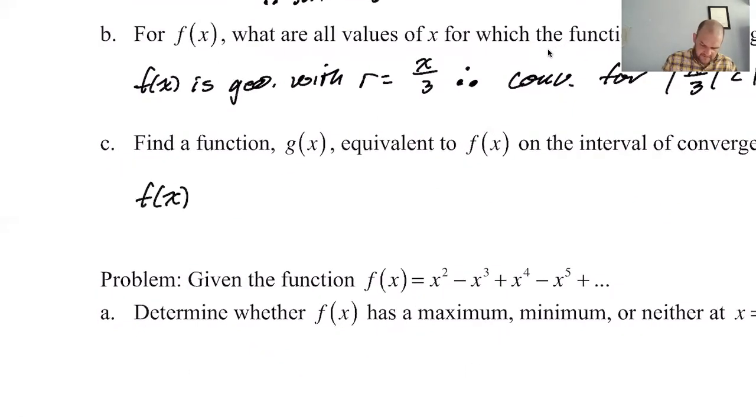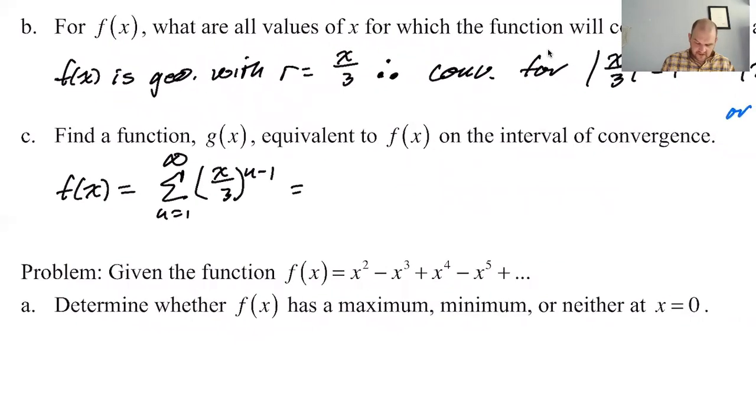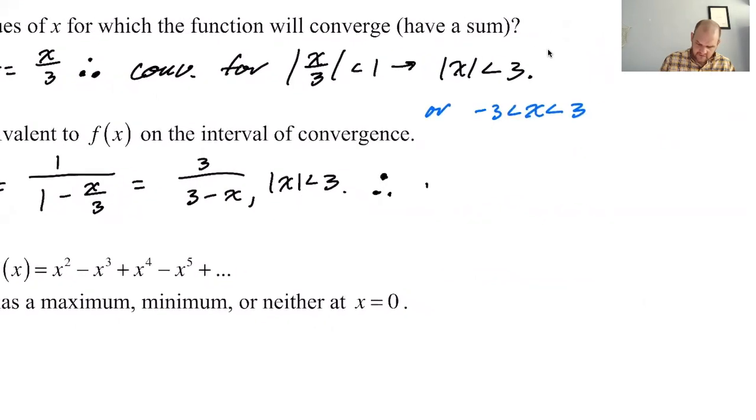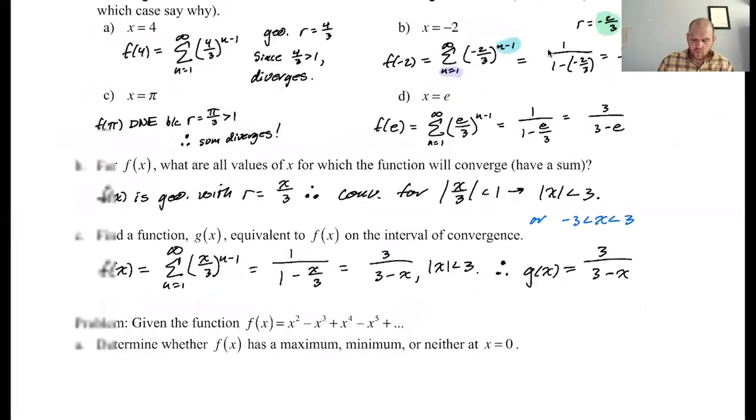Since f of x is the sum from 1 to infinity of x over 3 to the n minus 1, this is geometric. The first term is, you take 1 and sub it in here, so you get something to the 0. So you get 1 over 1 minus the ratio, which gives us 3 over 3 minus x, where the absolute value of x is less than 3. So I'm going to say, therefore, g of x is 3 over 3 minus x, which is a way faster way of finding this.